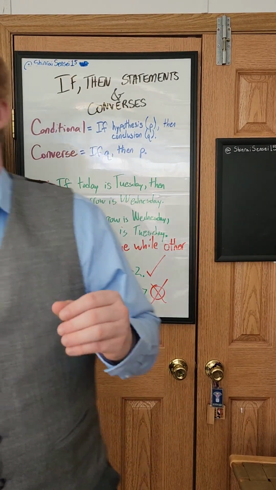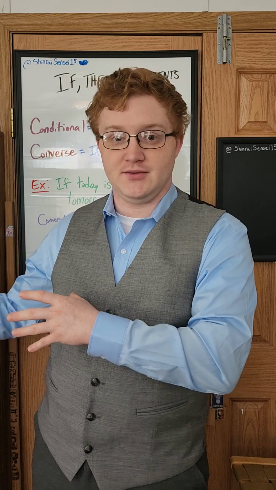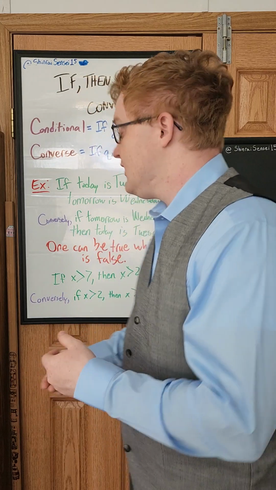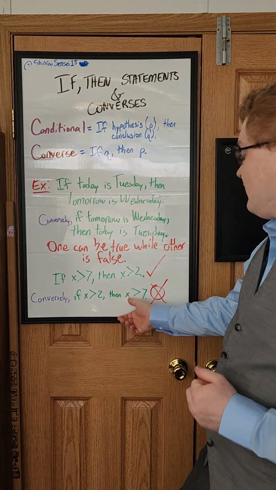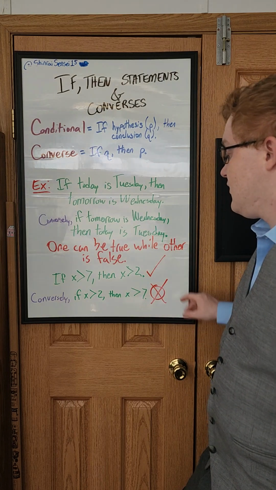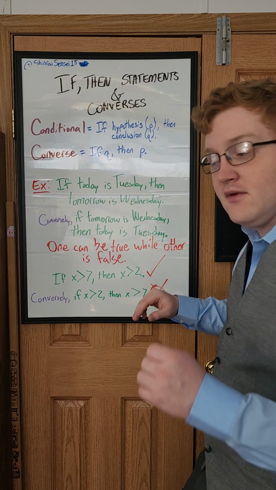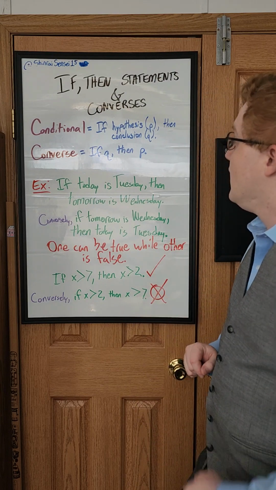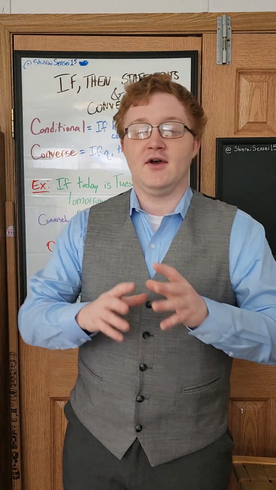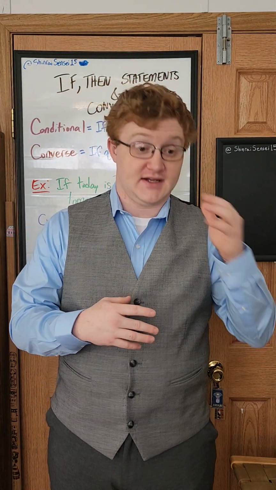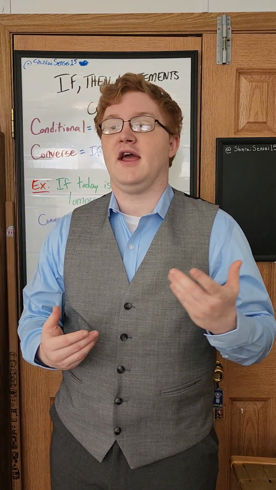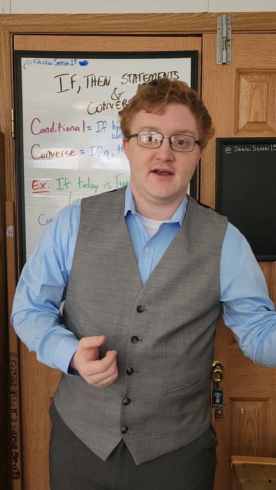Because just because a number is larger than 2 does not mean it's larger than 7. Because a number can be larger than 2 and smaller than 7, right? We know that. So if x is greater than 2, then x is greater than 7 is not true. So this converse fails while the initial conditional succeeds, right? So these are just some possibilities that you could encounter when it comes to word problems and things like that. These are just some common word problems that you might encounter and ways to read them and things to understand about them, right?